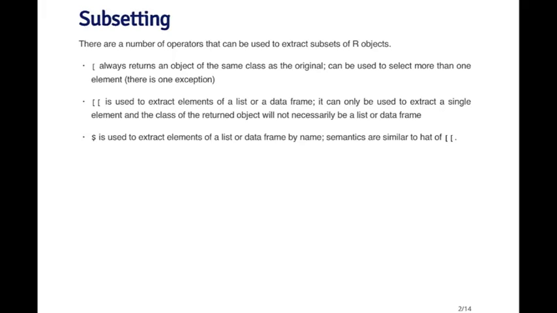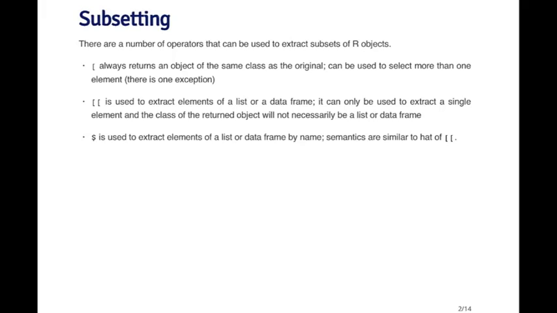So the basic principle to remember here is that the single square bracket always returns an object of the same class as the original. So if you subset a vector, you're going to get back a vector. If you subset a list, you're going to get back a list. Anytime you use the single bracket operator to subset an object, you'll get an object of the same class back. Furthermore, the single bracket operator can be used to select more than one element of an object, with one exception that we'll get to later.